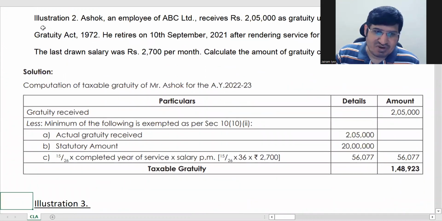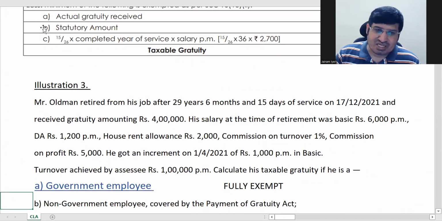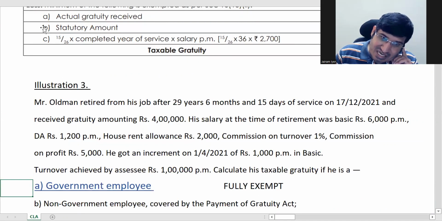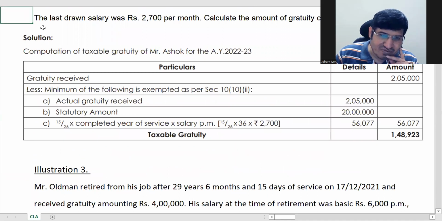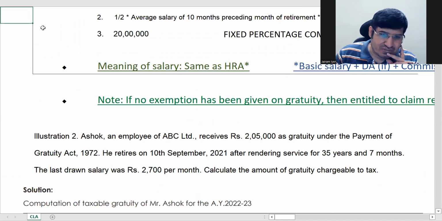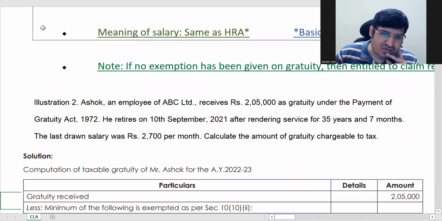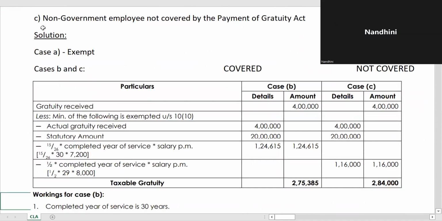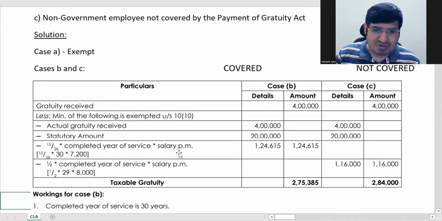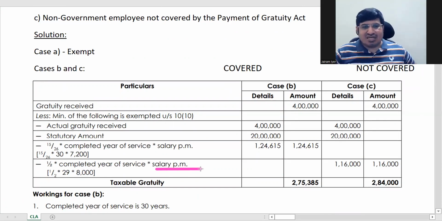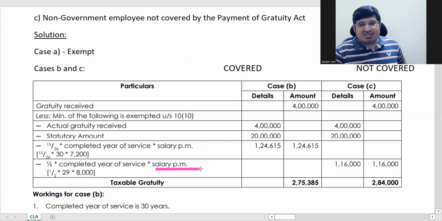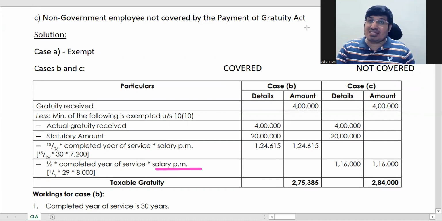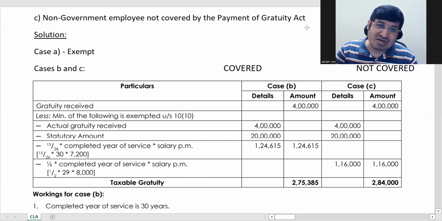And one more thing which we have to see here. For the computation of the middle part, we need the last 10 months' average salary, correct? Yes, sir. So basically this salary per month I'm talking about is the average salary, not the last month's salary, correct? So for the average salary, we need the last 10 months' salary. Now here, there is an increment in between.